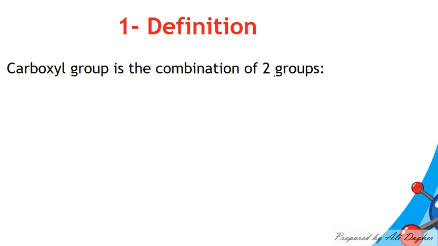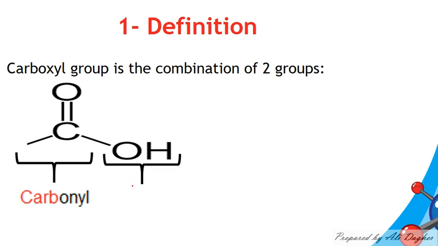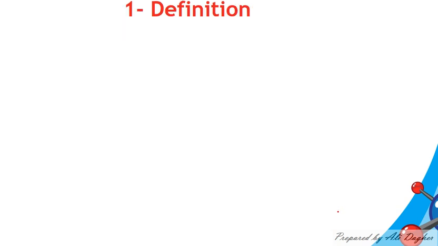The carboxyl group is the combination of two groups. This is the carboxyl group, C double bond O single bond OH. It's formed of two groups. The first group is the carbonyl group and the second group is the hydroxyl group. Its name is derived from the names of these two groups. Carb from carbonyl and oxyl from hydroxyl, then its name becomes carboxyl group.